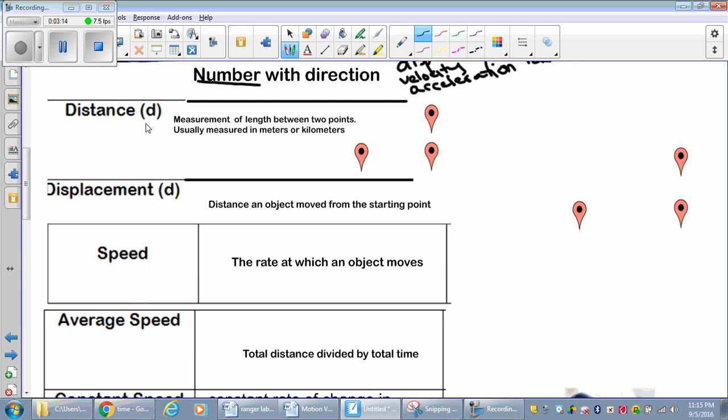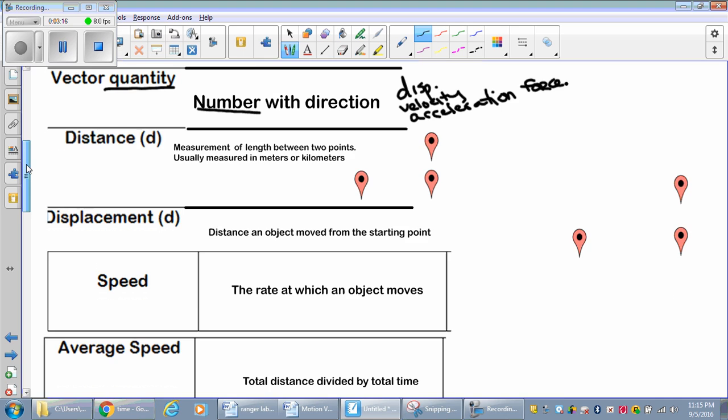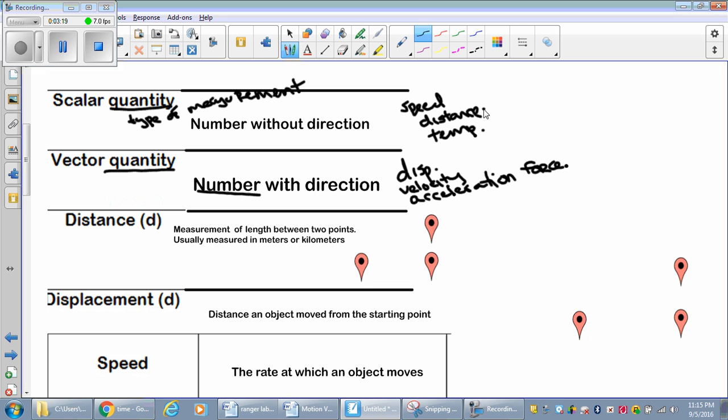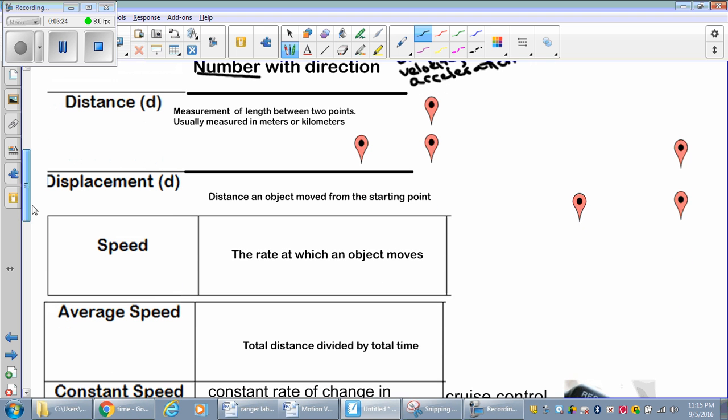All right, here's an example of the difference between distance and displacement. We have distance here, and we're going to compare it to displacement as a vector and scalar quantity. So distance is the measure of length between 2 points, usually measured in meters or kilometers. Let's say that the first distance between these two positions is 4, and the distance between these two positions is 3. So we have 4 meters and 3 meters. What would the distance be if you added those up? That would equal 7 meters is our distance, right?